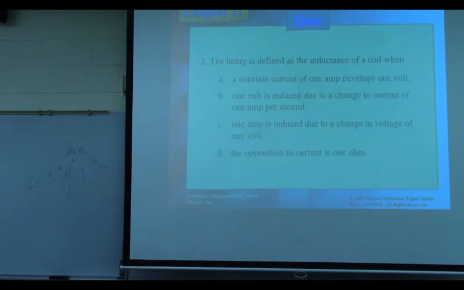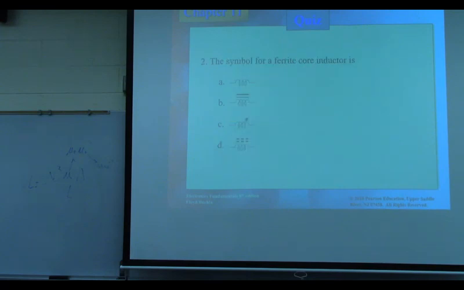Henry is defined as the inductance for a coil. Okay, the symbol for the ferrite. Maybe D, okay? D. Symbol for variable. This one is it. C. The total of this in series, how to do this? The total inductance. Add them up, so it's 1.24. In parallel, how to do this? D. Just 1 over plus 1 over, or product over sum. We have two here, so just multiply and then divide by the sum.